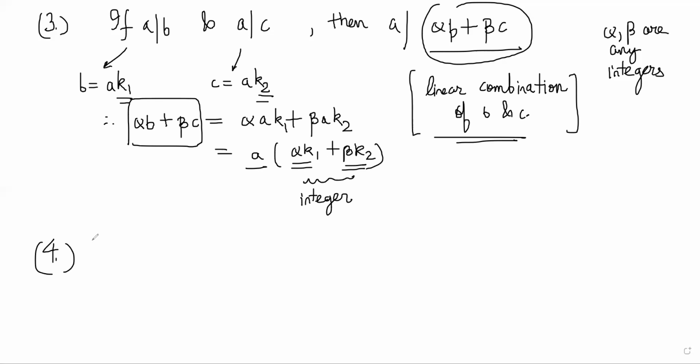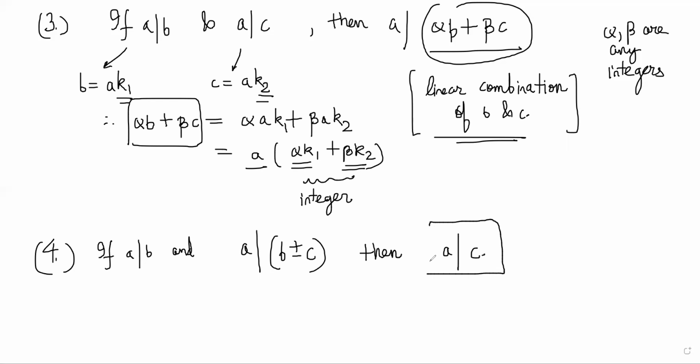So let's see the fourth one. If a divides b and a divides b plus or minus c, then a divides c. This is sort of the converse of the previous one. There, a divides b and a divides c, then a divides some combination of b and c. Now you're saying if a divides b and a divides b plus or minus c, then obviously it must divide c as well, right? Again, you can prove this in a pretty straightforward manner.